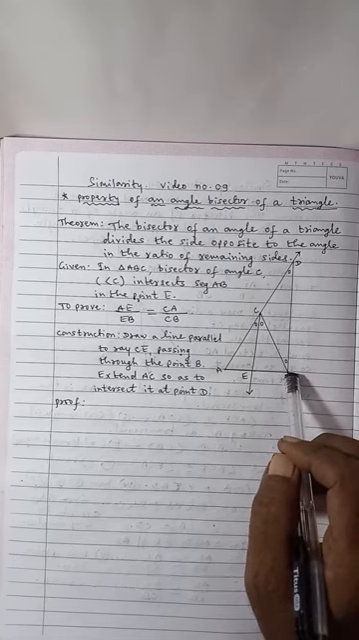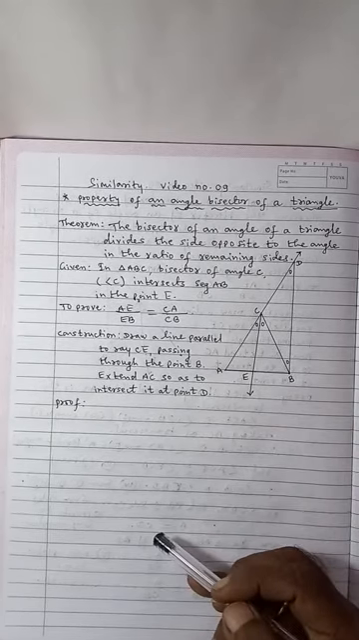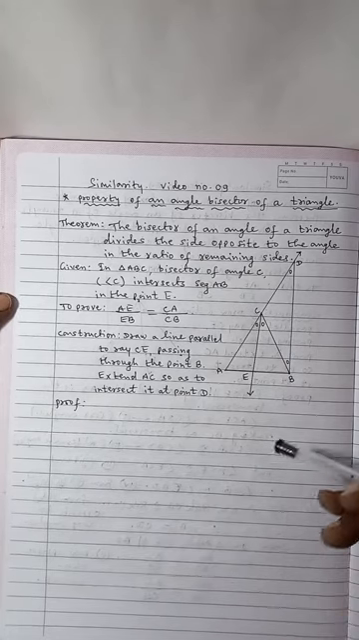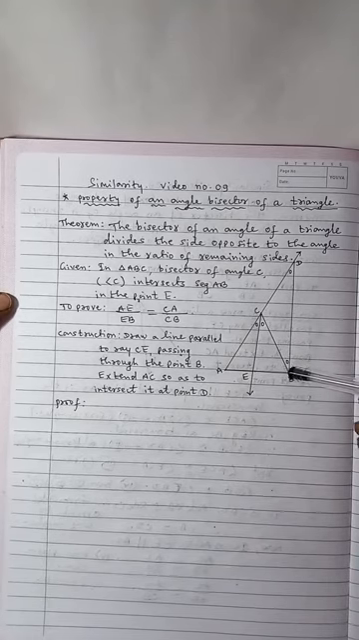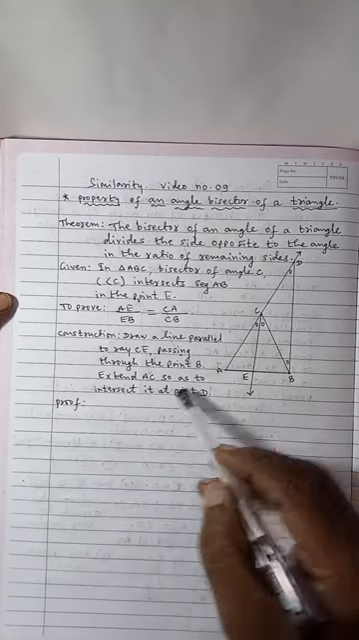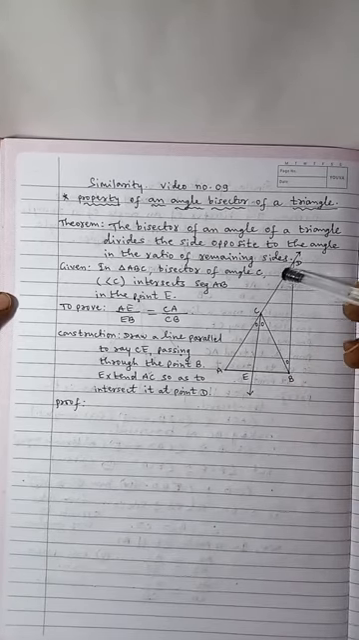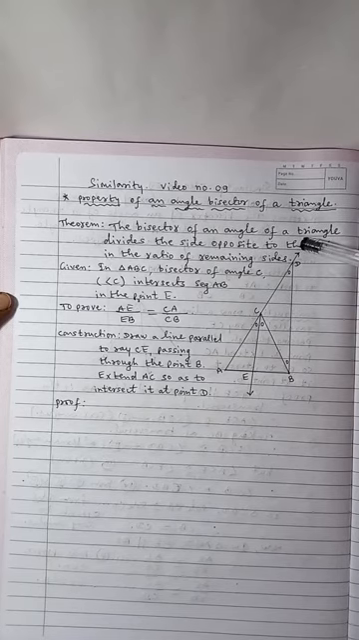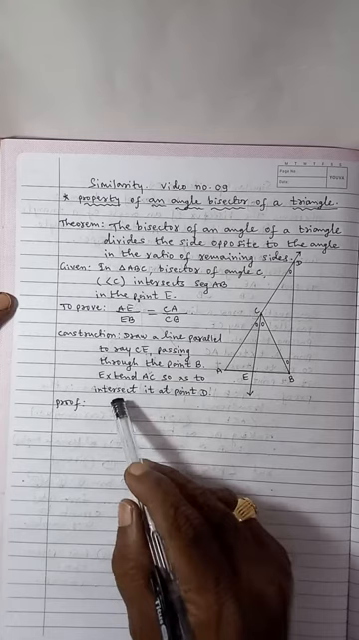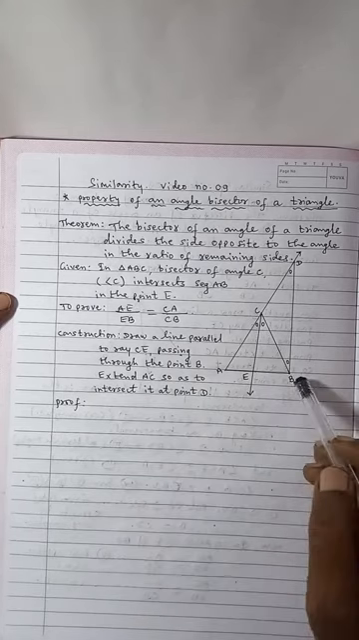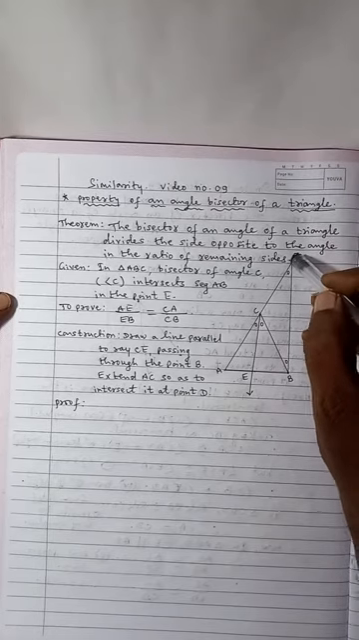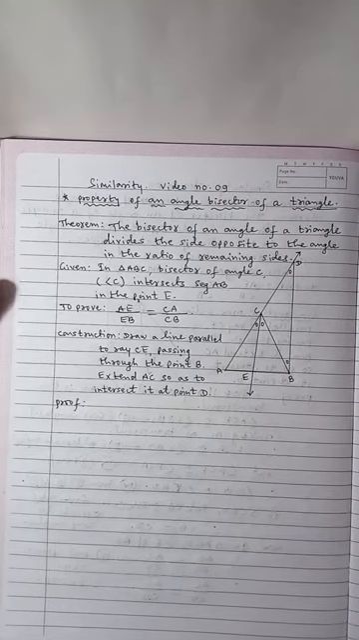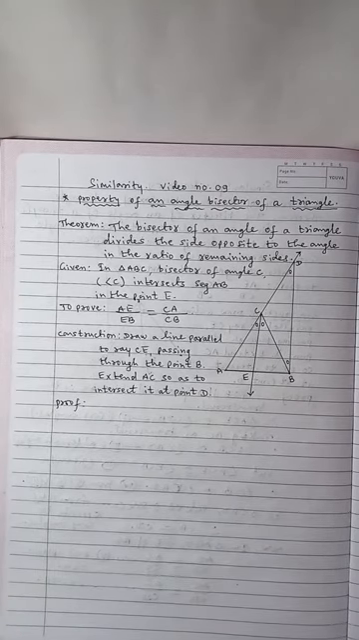For that, we have to do the construction. What is the construction that we have to do? Draw a line parallel to ray CE passing through the point B. Then extend AC so as to intersect it in point D. This is the construction that we have to do. Now we will go for the proof.